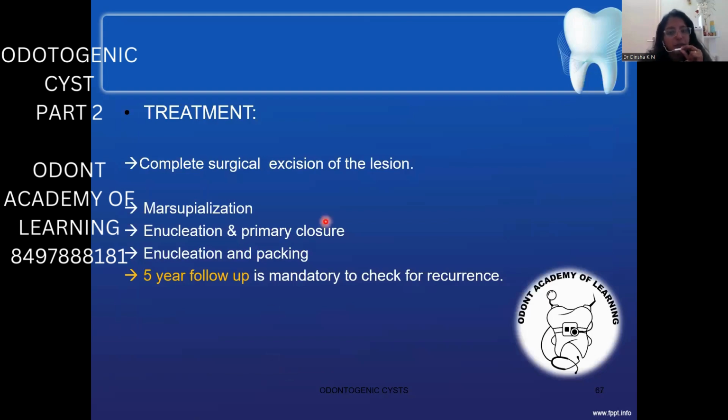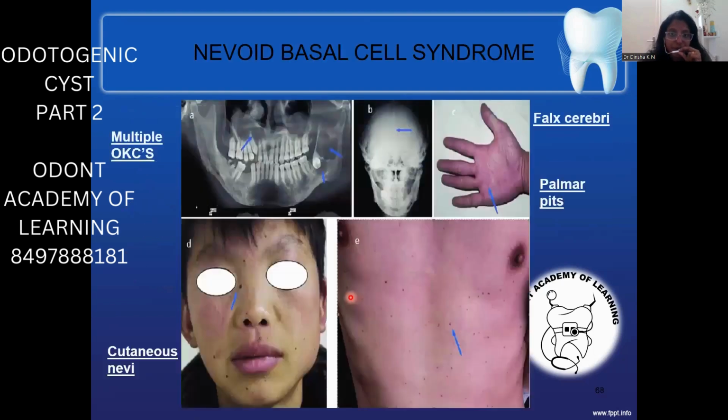Treatment: there should be complete surgical excision of the lesion with marsupialization or enucleation and primary closure of the lesion, or enucleation and packing. A 5-year follow-up is mandatory to check for the recurrence rates.